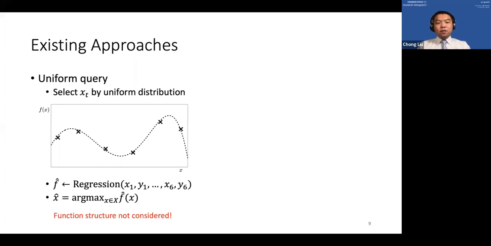But the problem is that it does not take the function structure into consideration, which is bad because you can run the uniform query for any function without considering the function structure.